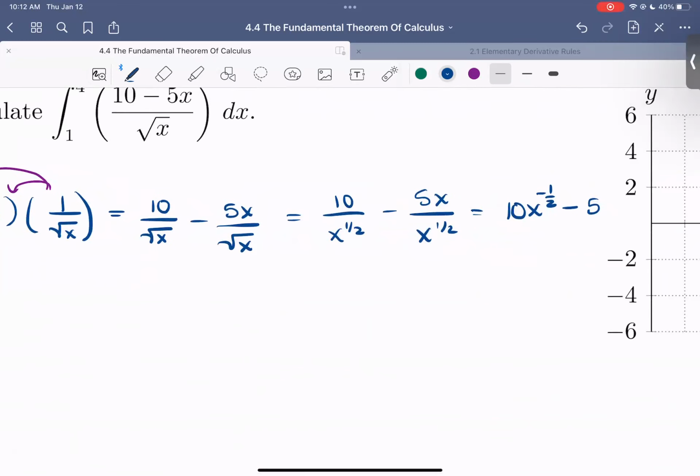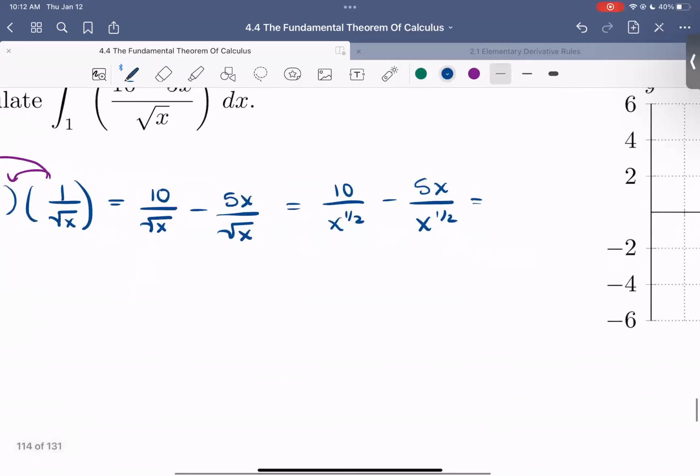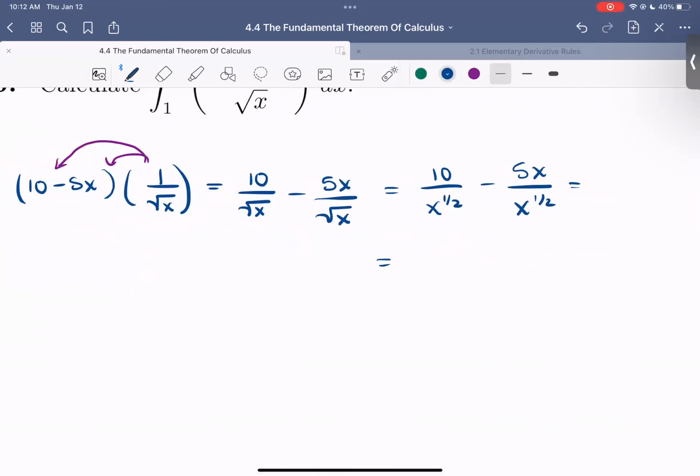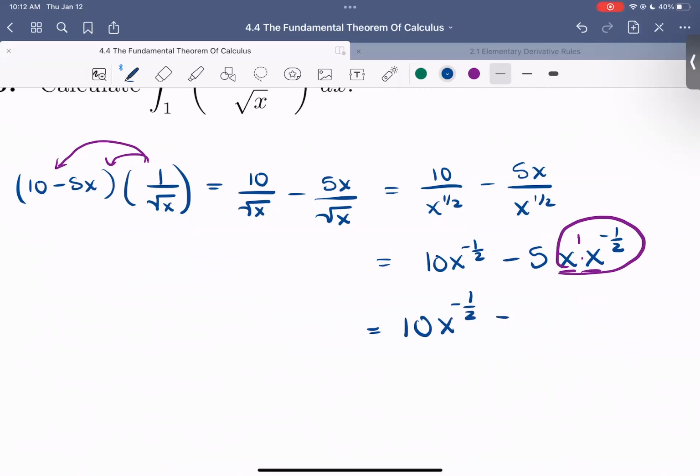We're running out of room here, so I'm just going to pause real quick and rewrite this down here so we have some more room. All right, so 10x to the negative 1/2, then minus 5x times x to the negative 1/2. So here we have a common base. To combine these two terms, we add exponents. So x has an imaginary 1 here. So 1 minus 1/2 would just give us a 1/2 exponent. So this is equal to 10x to the negative 1/2 minus 5x to the positive 1/2.